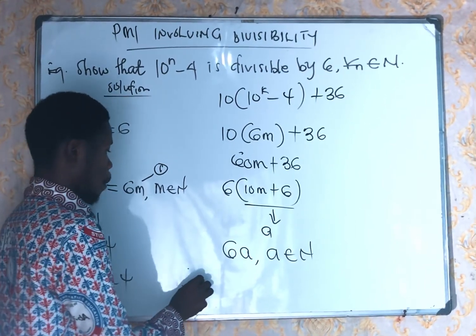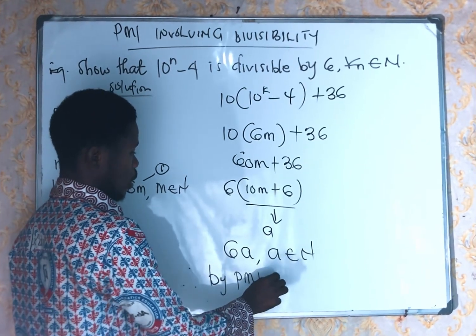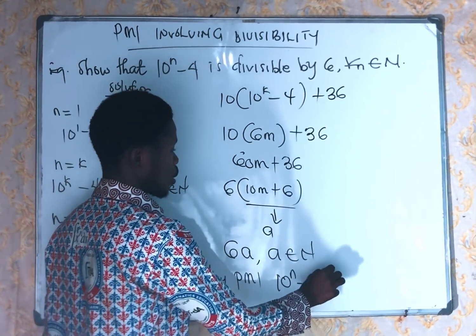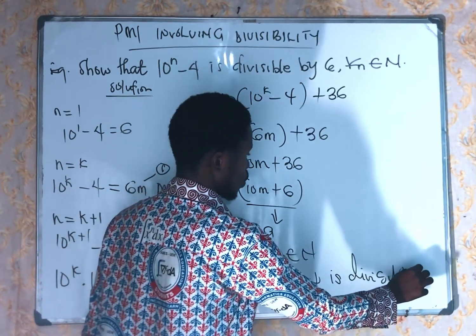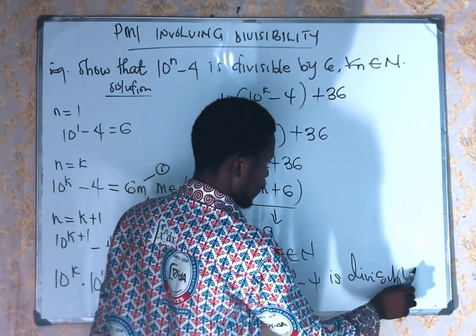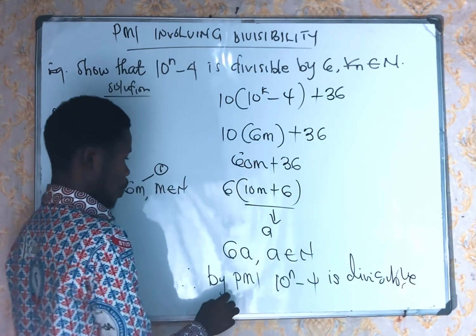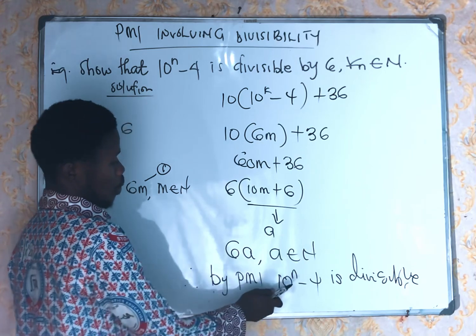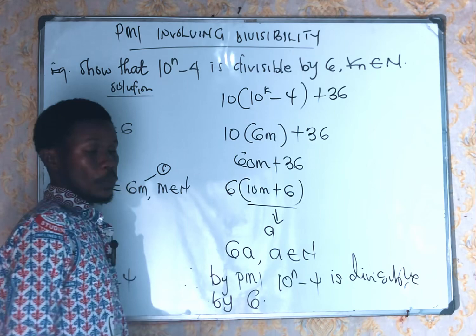So you conclude therefore by PMI, 10 to the power n minus 4 is divisible by 6. Is that okay? Thank you.